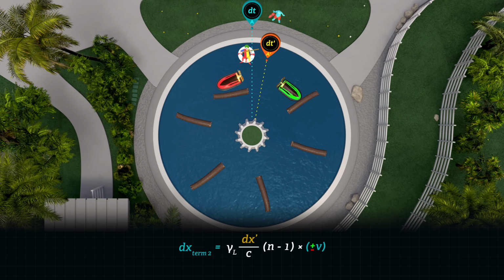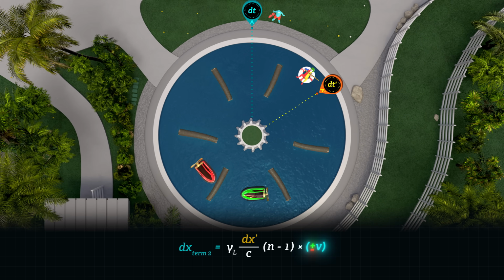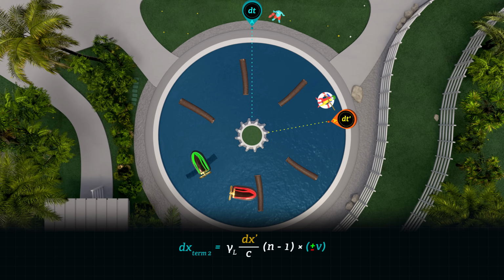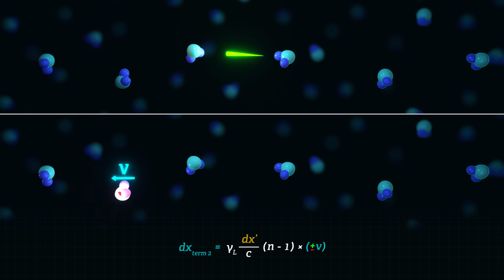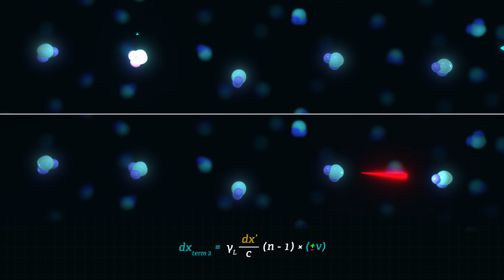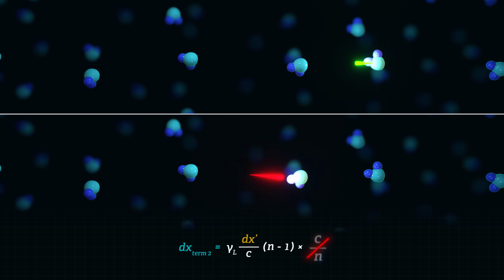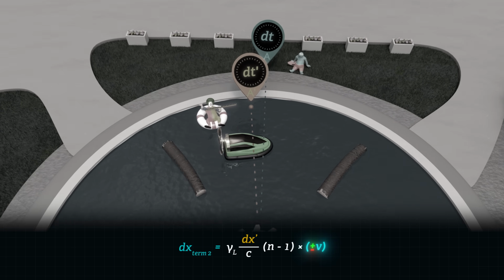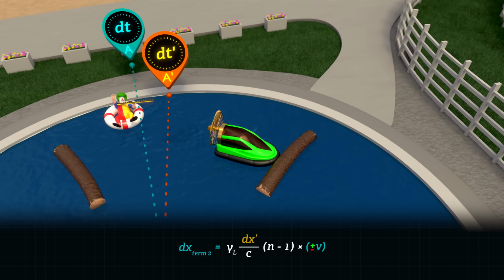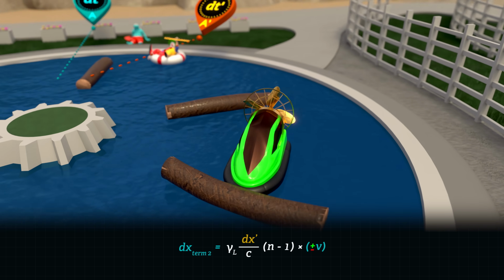We know that the refractive molecules, or the logs on the river, are moving at speed v with respect to the stationary frame. So during the time that the light signal is delayed by these molecules, the light signal travels at speed v, not speed c, or speed c divided by n. In our hovercraft analogy, this would be the speed of the hovercraft with respect to the land when the hovercraft is being impeded by a log in the river.